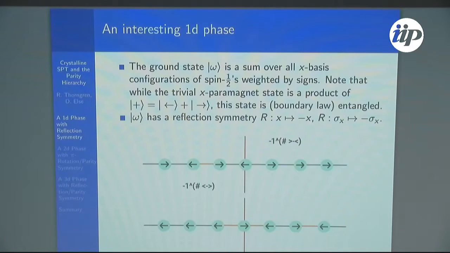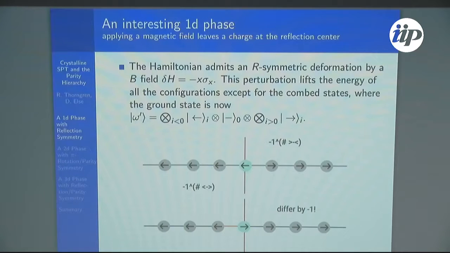Okay, so the first cool thing about this state is that when you apply a magnetic field in the x direction, we can do so in a way that preserves the reflection symmetry, having it be one sign this way and the other sign the other way. So the perturbation to the Hamiltonian looks like this. Both x and sigma x are odd under reflection, so this is a symmetric perturbation. And as long as this is a ground state of a gapped system, we can think about what happens to it. And basically it freezes all of the spins except for the one at the reflection center.